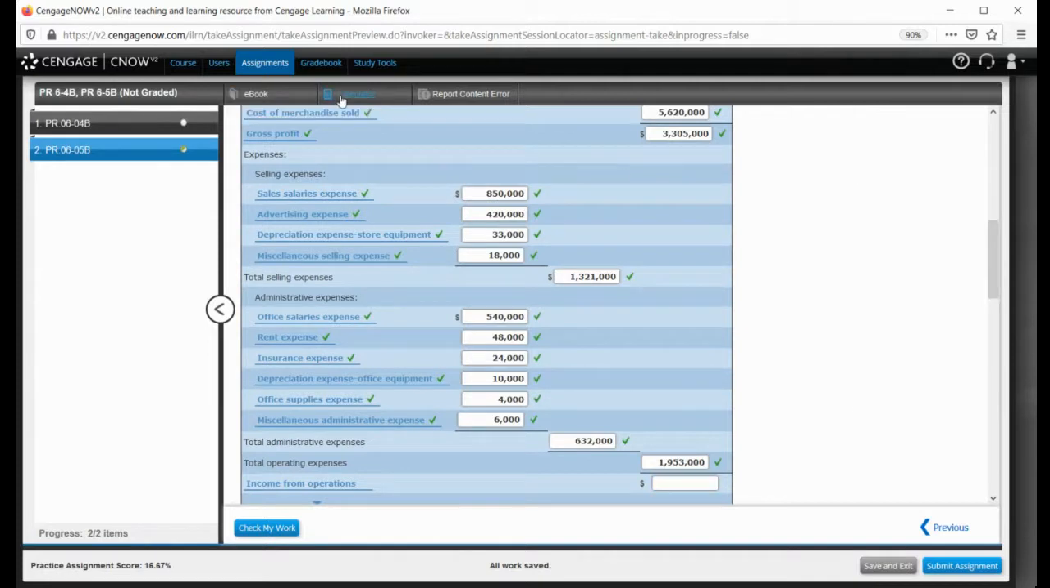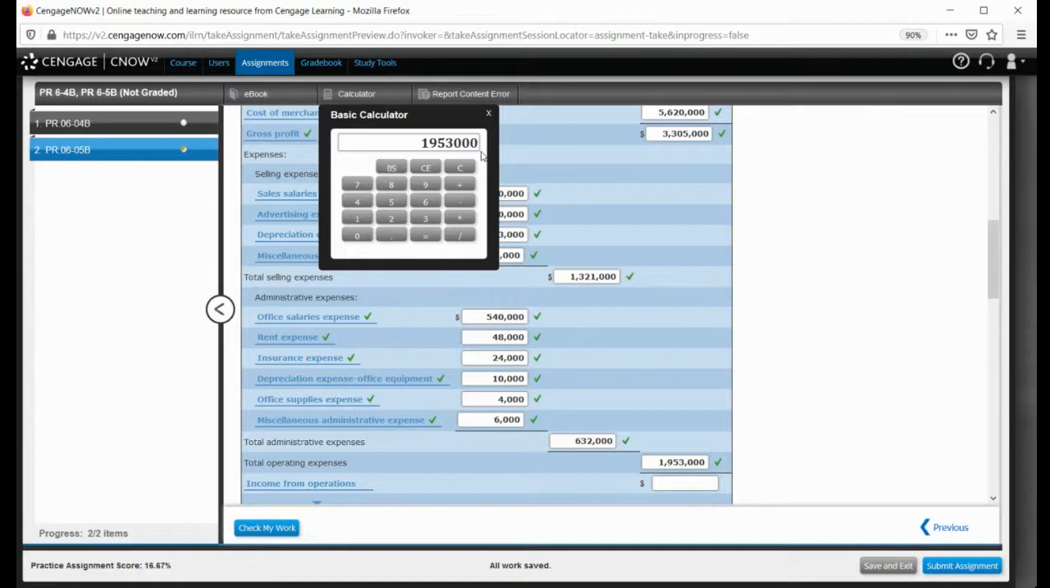So again, I'm going to take my gross profit, which was $3,305,000, and I'm going to subtract out my total operating expenses, and that's going to leave me with $1,352,000 for my income from operations.